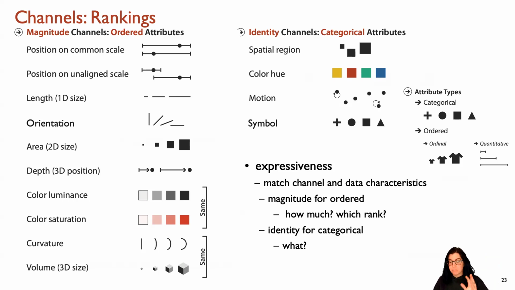Now, remember, not a coincidence, we talked about the attribute types. So the attribute types where we also have this idea of categorical and ordered, the reason we think about data in this way is because of how the human perceptual system works, that we really do have these two very different ways of processing data that comes in through our visual system.